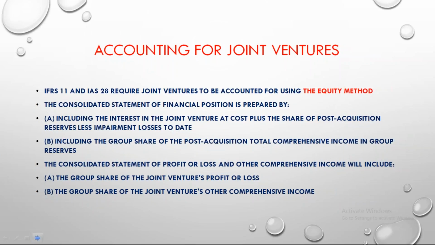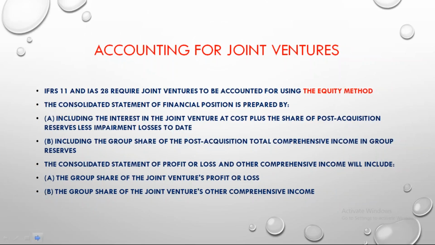The consolidated statement of financial position is prepared by including the interest in the joint venture at cost plus the post-acquisition profit less any impairment losses, the same as what you do for the investment in associate. For an investment in associate also, we take the original cost plus the share of post-acquisition profits minus any impairment. And also including the group share of the post-acquisition total comprehensive income in group reserves.